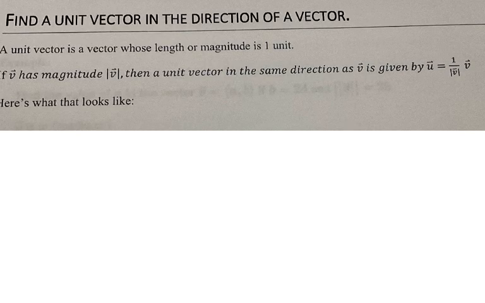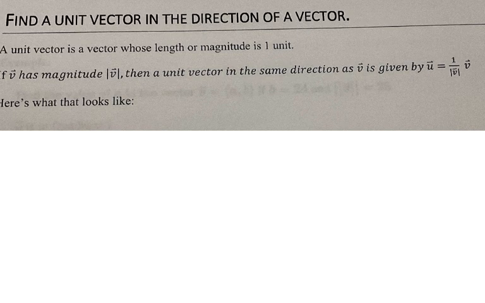This is called a unit vector. Well, where have we been dealing with unit something before? Unit circle. So what was the unit circle? A circle centered at the origin with a radius of 1. A unit vector, guess what? Its magnitude is 1, which means its radius is 1.